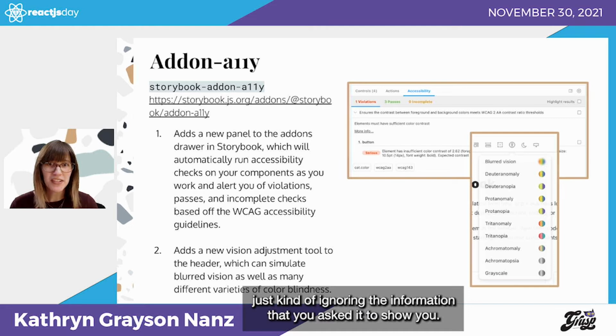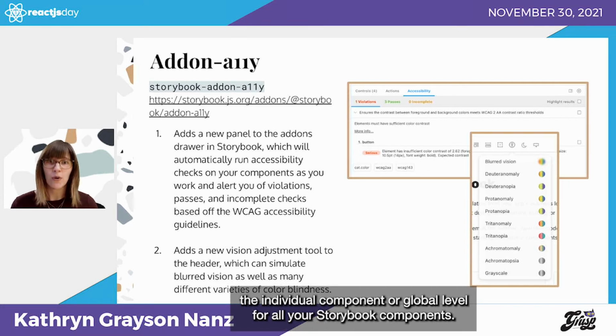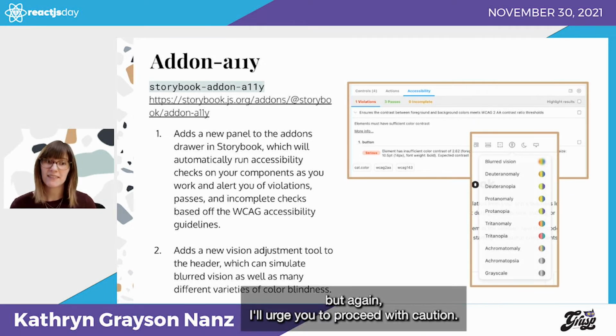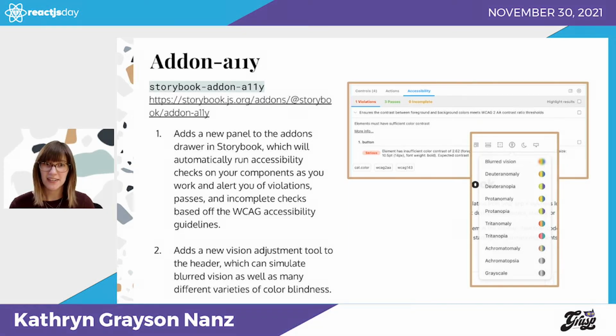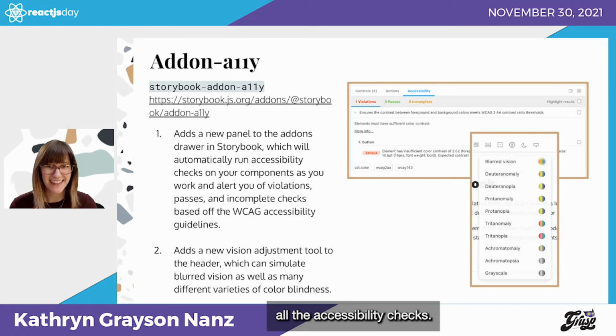Otherwise, you're just kind of ignoring the information that you asked it to show you. If needed, however, you can disable individual rules or all checks at either the individual component or global level for all your Storybook components. More detailed information on those options can be found in the add-on ally docs, but again, I'll urge you to proceed with caution. It won't do you any good to install an accessibility checker and then disable all the accessibility checks.